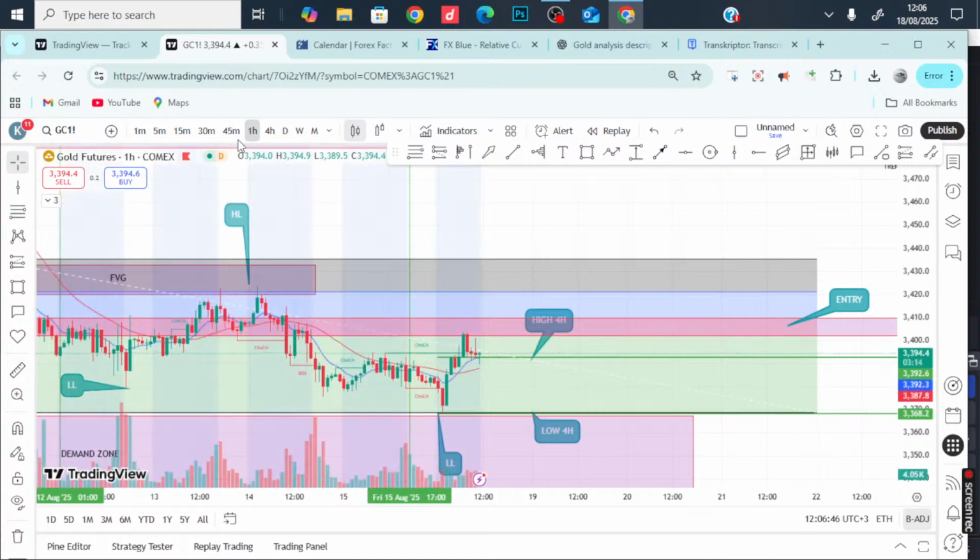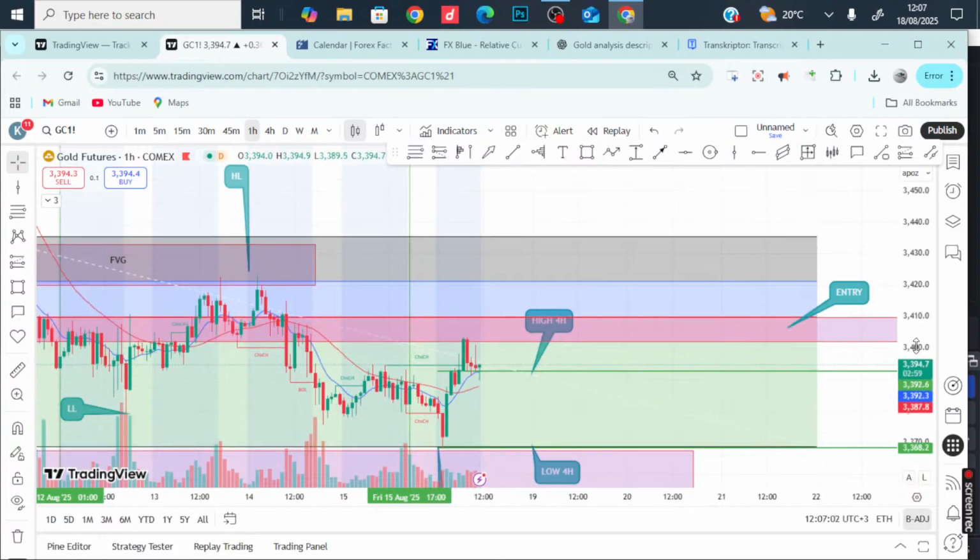You see, the market has already just mitigated the entry point, and it's looking for a downward move. But since we can't take that entry fully, you could have already taken it because it has already taken out the liquidity from this point.